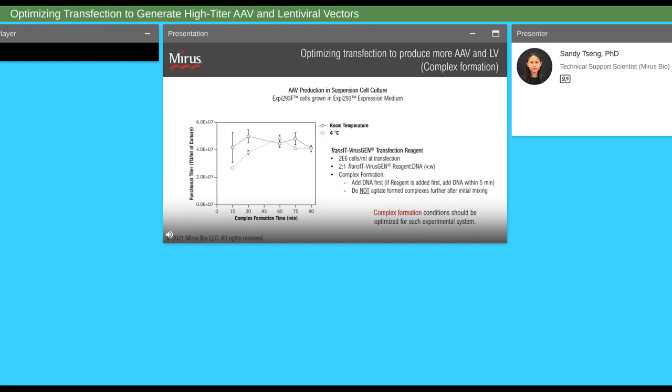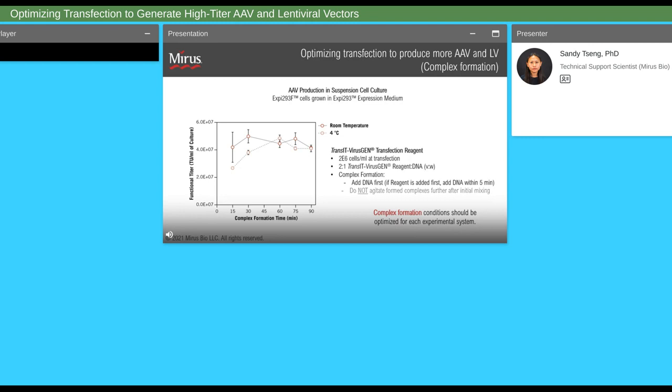And I also just want to make 2 notes that are applicable to all culture systems and transfection with TransIT-VirusGEN. And the first is that the TransIT-VirusGEN reagent should not sit in the complex formulation solution by itself for long periods of time. So we recommend generally that the DNA component is added first, followed by the reagent. If the reagent is added first, the DNA should follow within 5 minutes.